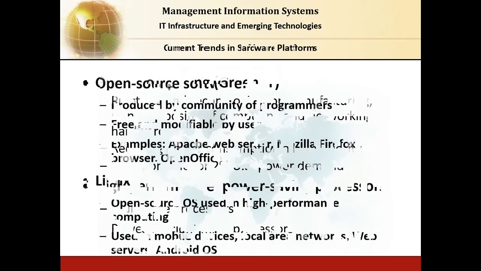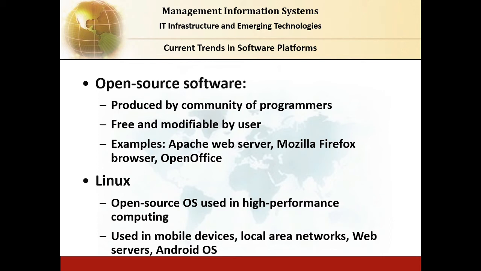Ganon. Then we have the open source software produced by community of programmers, free and modifiable by user. Ito po yung mga free na pwede nating i-download over the internet. So, ano po yung mga example nito? So, we have the Apache Web Server, Mozilla Firefox Browser, and OpenOffice. Sa Linux naman, open source OS used in high-performance computing, used in mobile devices, local area networks, or yung tinatawag nating LAN, web servers, and Android OS.